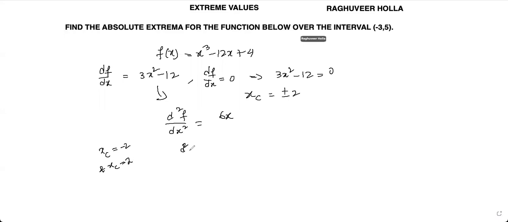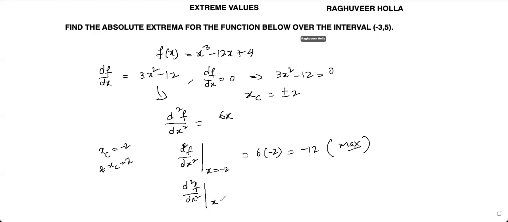Okay. So d square f by dx square for x as minus 2. You get 6 into minus 2, which is minus 12. So this is a relative maximum. Okay. And d square f by dx square with respect to x as 2, you get 6 into 2, which is 12. So this is a minimum.